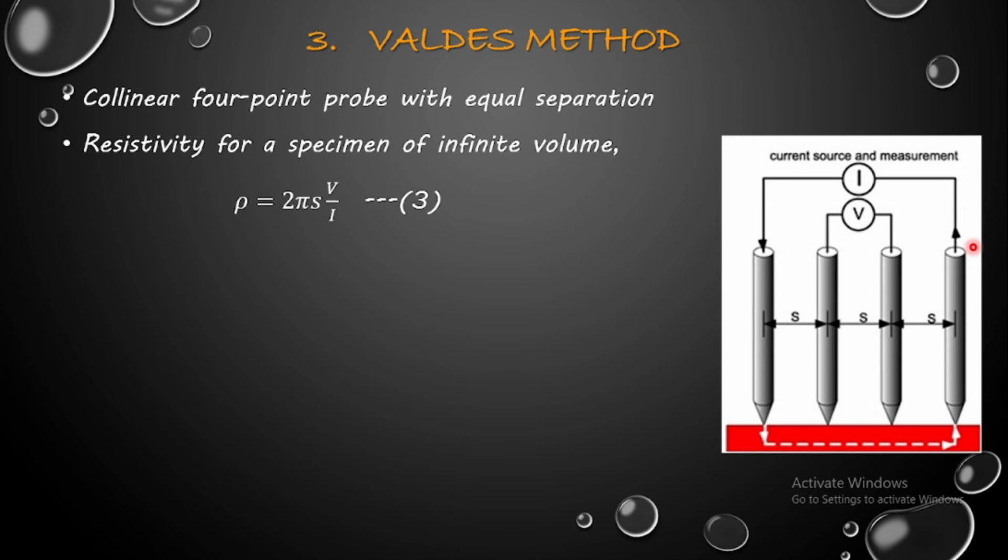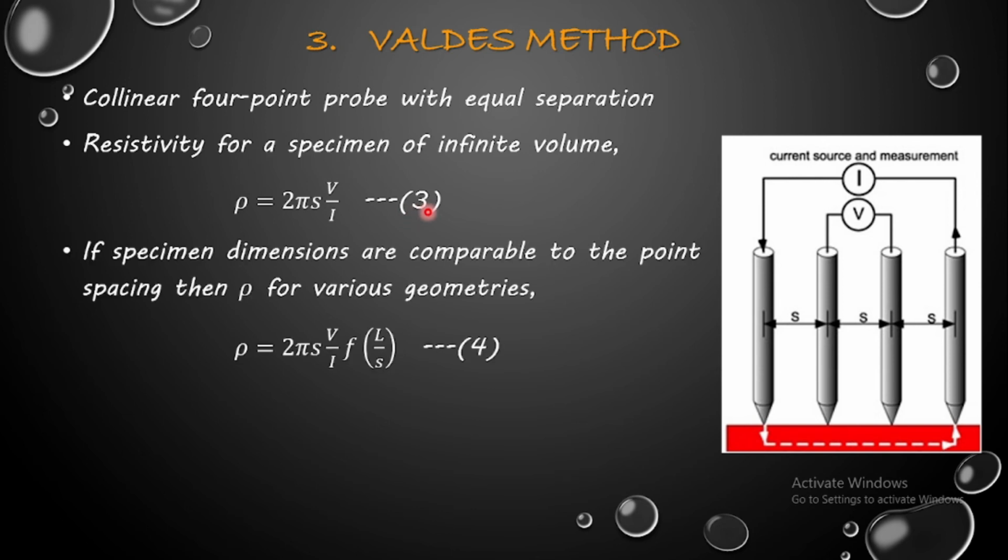So if I is the current passing between the outer points and V is the potential drop between the inner points with point spacing S, then the resistivity for a specimen of infinite volume is given as rho equals 2 pi S into V by I. Let us call it equation number 3.